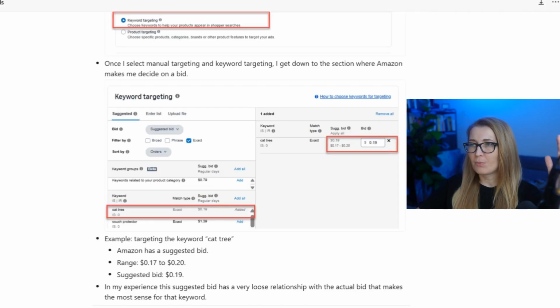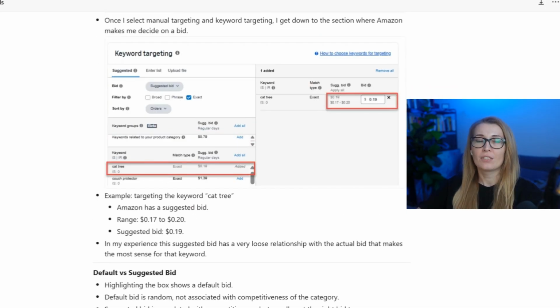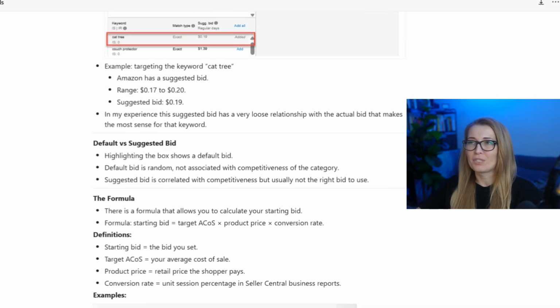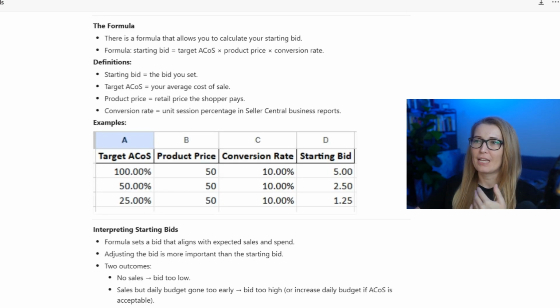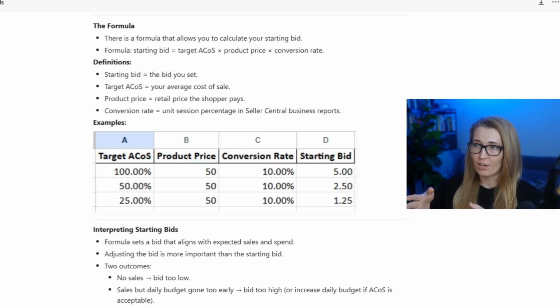While that is the suggested bid, the most important takeaway here is that in my experience, these are really just suggestions from Amazon. There's no truth to it whatsoever, and Amazon is not going to decide if you're profitable or not on a keyword. So today I want to teach you one of the methods that I've seen work all the time when it comes down to calculating your exact bid for any new campaigns. It's an easy formula. So basically, let's say our target ACOS is 100%, our product price is $50, our conversion rate is 10%, and our starting bid is going to be $5.